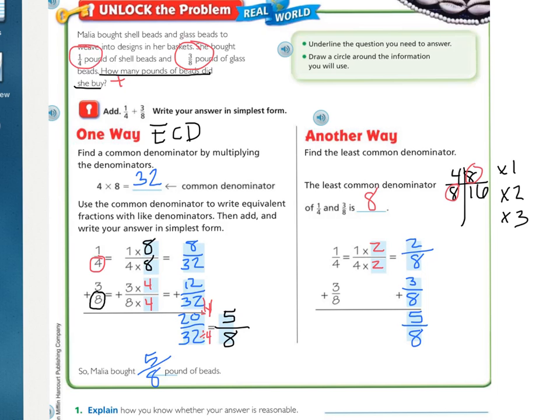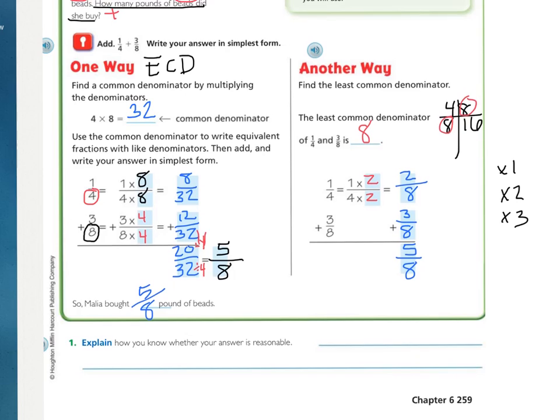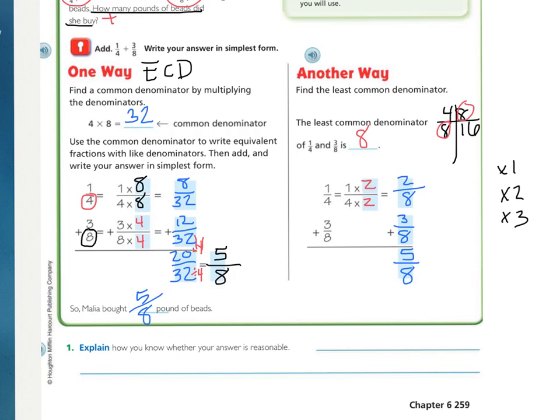So now I want you to look at the explain, and it says how you know whether your answer is reasonable. Estimating is always a good way to prove whether your answer is reasonable. So write a sentence on how you can use estimation to prove your answer is reasonable. Use those benchmark fractions, 0, 1/2, and 1.